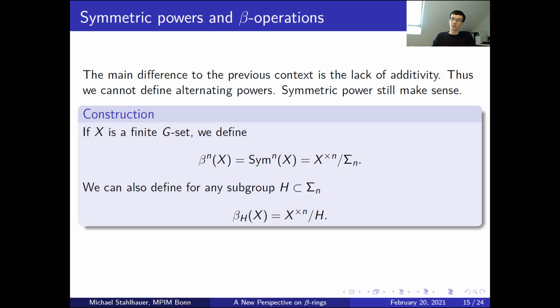And we can do this slightly more generally. If we have a subgroup H of the symmetric group on n letters, we can take the beta operations indexed by H to be taking the nth Cartesian power and then only quotienting out those permutations which lie in H. And this, of course, extends to the Burnside ring, and a similar operation can also be defined on cohomology.